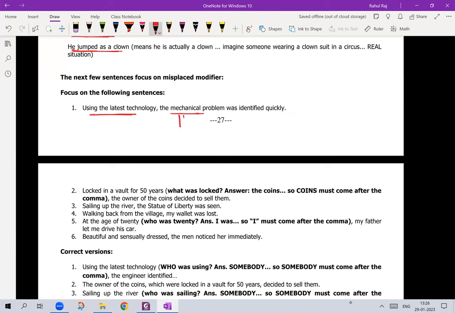The meaning here is the mechanical problem was using the latest technology. Because whenever you write modifiers, as I've told you, after the modifier comes a comma, and the subject should be what that modifier is modifying. So according to this statement, they are trying to say a mechanical problem was using the latest technology, which is absolute crap. It should be: using the latest technology, Rahul identified the mechanical problem.